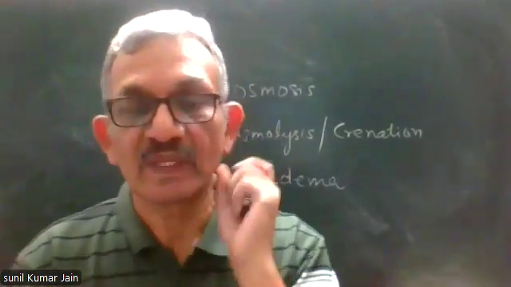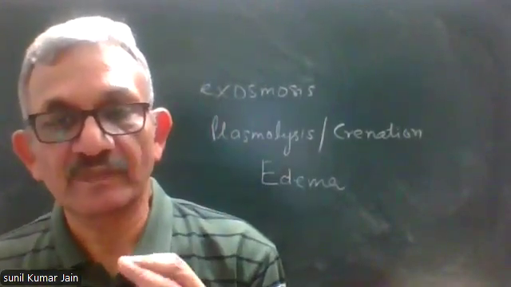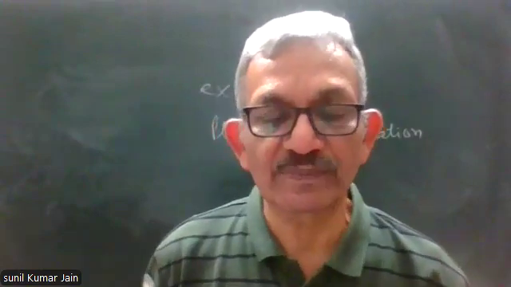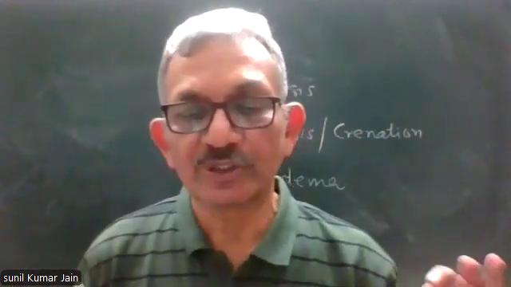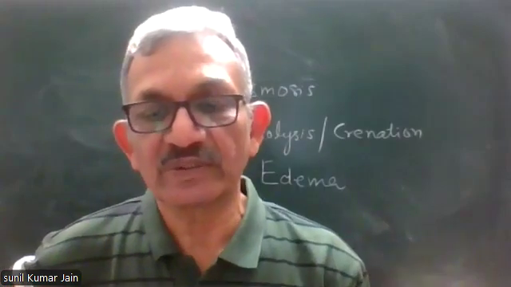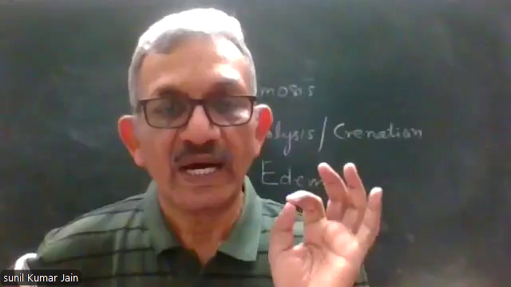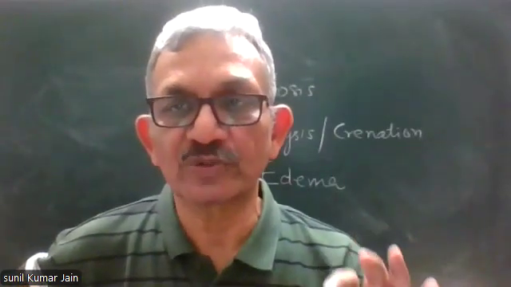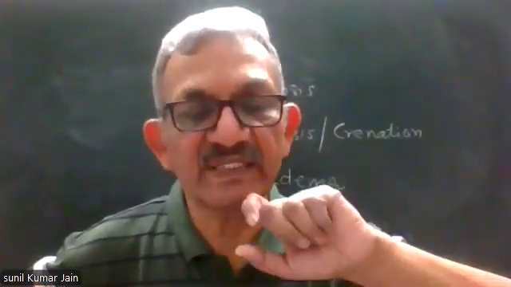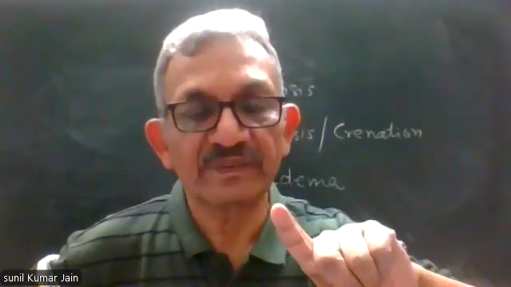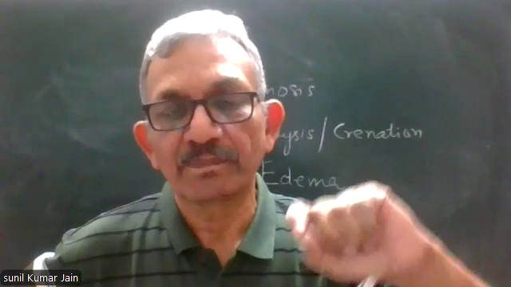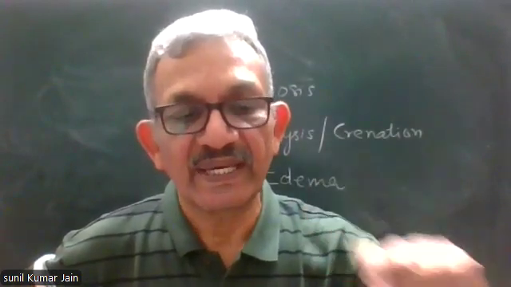Again, next paragraph. Meat is preserved by applying salt, and fruits by applying sugar, because salt and sugar form hypertonic solution, so that bacteria present on meat and fruits lose water by exosmosis and die.